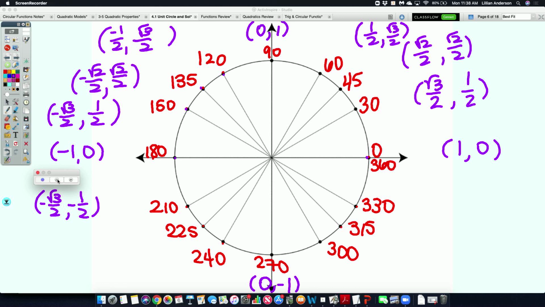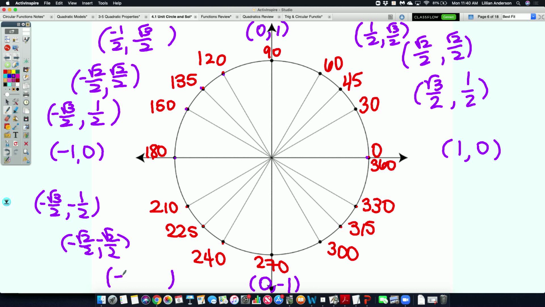As you're finishing up. Okay, ordered pairs, 225, what you got? Negative √2 over 2, negative √2 over 2. What about 240? -1/2, -√3 over 2. Good stuff. All right, going over here. 300 is 60 degrees away from 360, so it corresponds with the ordered pairs of 60 degrees. So what is 300? 1/2, -√3 over 2. Very good. So the y's are negative.